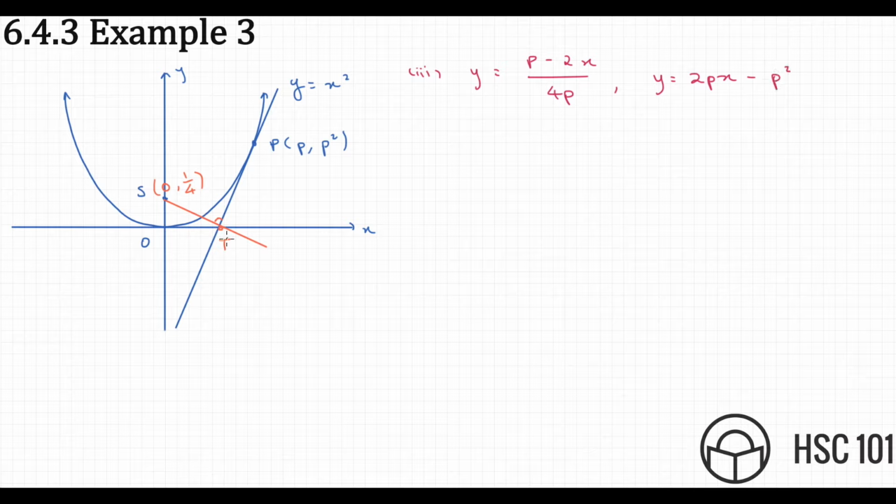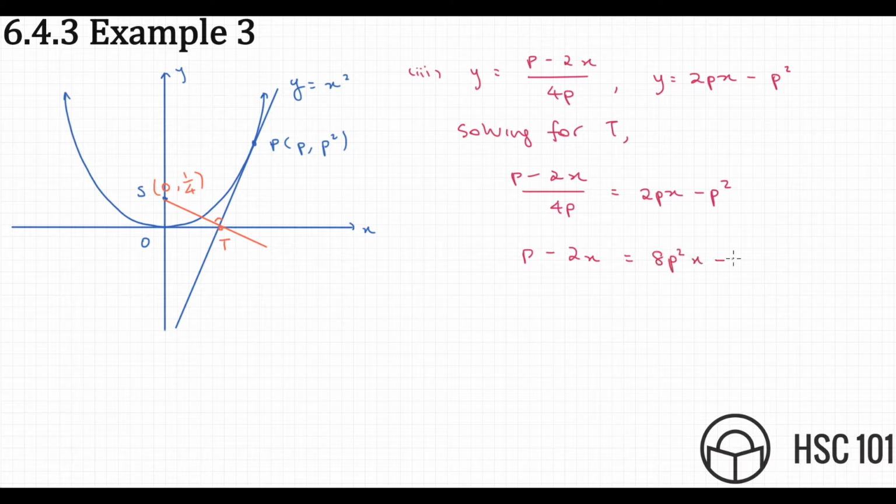So if I solve simultaneously for T, what I'm going to get is equating the two. I've got (p minus 2x) over 4p equals 2px minus p squared. And here, let's multiply the 4p over to the right-hand side. So that's going to give me p minus 2x equals 8p squared times x minus 4p cubed. And if I rearrange, I'm looking at p plus 4p cubed equals 8p squared times x plus 2x.